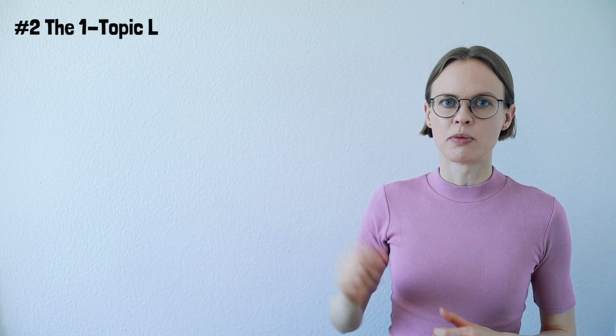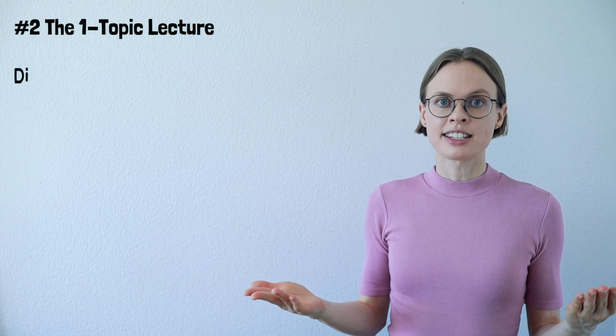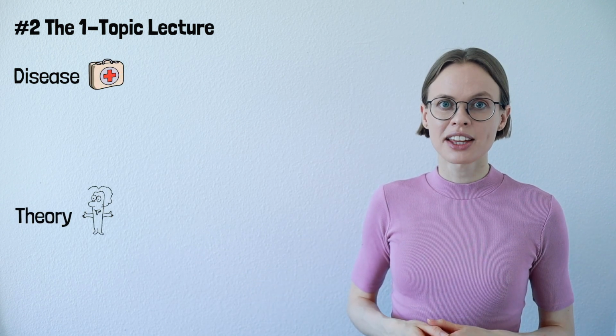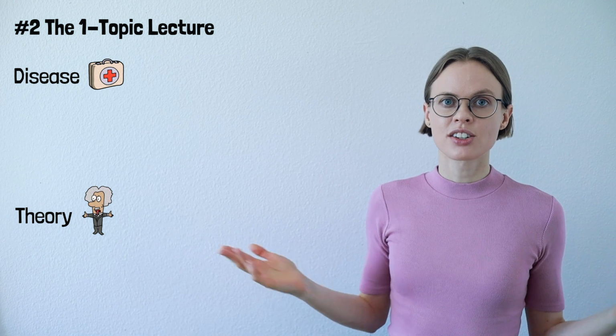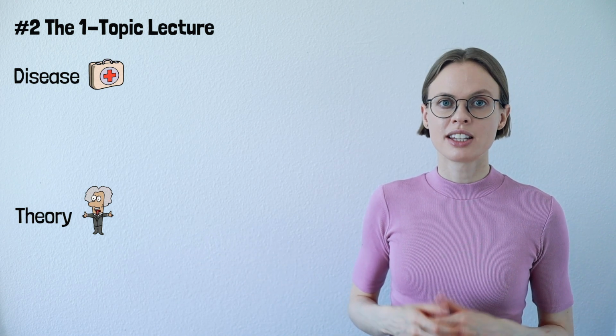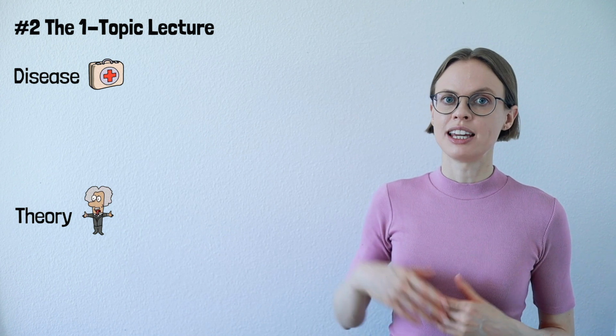Let's go on with lecture type number 2. The one topic lecture. In this type of lecture, the professor talks about a specific topic. For example, if you listen to a science lecture, this may be a disease, or the lecture may be about one specific theory. As I said before, each lecture has the same overall structure. So in this lecture type, there will also be an introduction, a body and a conclusion.